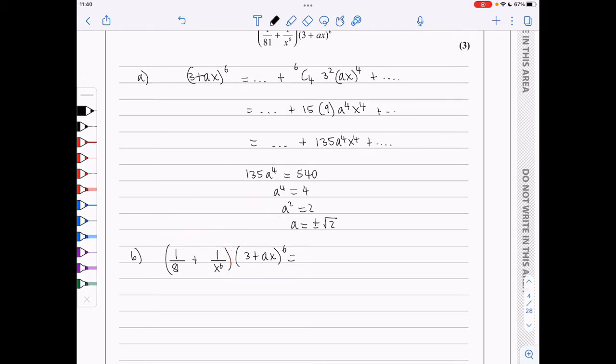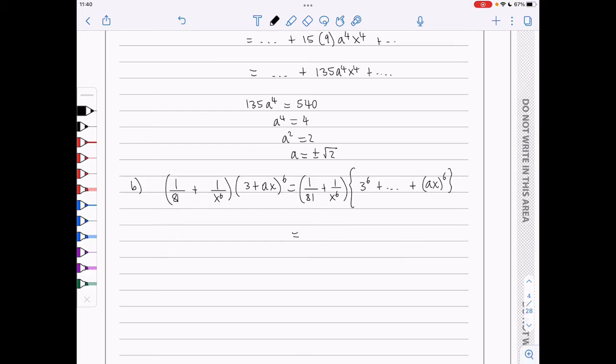So in other words, I will keep the 1 over 81 plus 1 over x to the power of 6, and from the expansion of 3 plus ax all to the power of 6, I just want to keep the first term, which is 3 to the power of 6, plus the last term, which is ax to the power of 6.